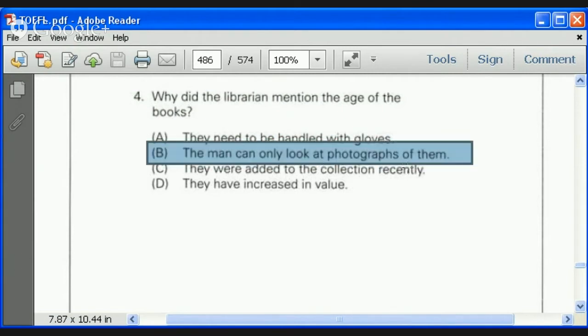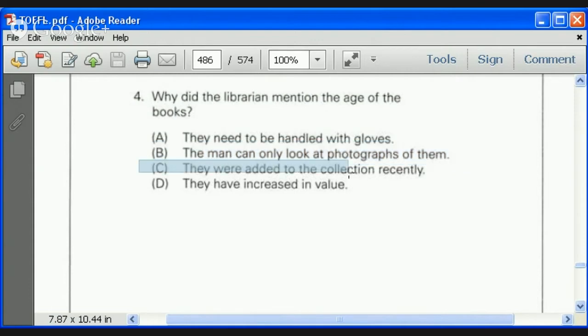The man can only look at photographs of them. No, he's got to wear gloves because he's going to be touching the book. So that's just ridiculous. It defies logic and common sense. Occasionally, false answers will just defy all common sense. You know, if the answer is because turtles can fly, you can probably eliminate that answer.